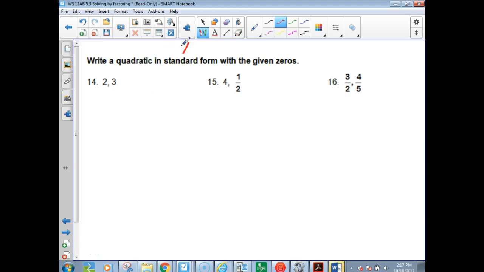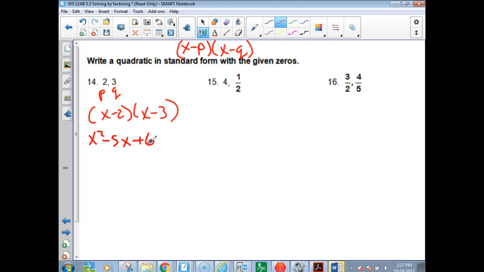Remember this, x minus p, that was a 0, times x minus q, the ones that you had to graph like that. Well, anyway, you can put in these as p's and q's. So this first one's really easy because it's just going to be parentheses x minus 2 times x minus 3. If you FOIL this out, x squared minus 5x plus 6.